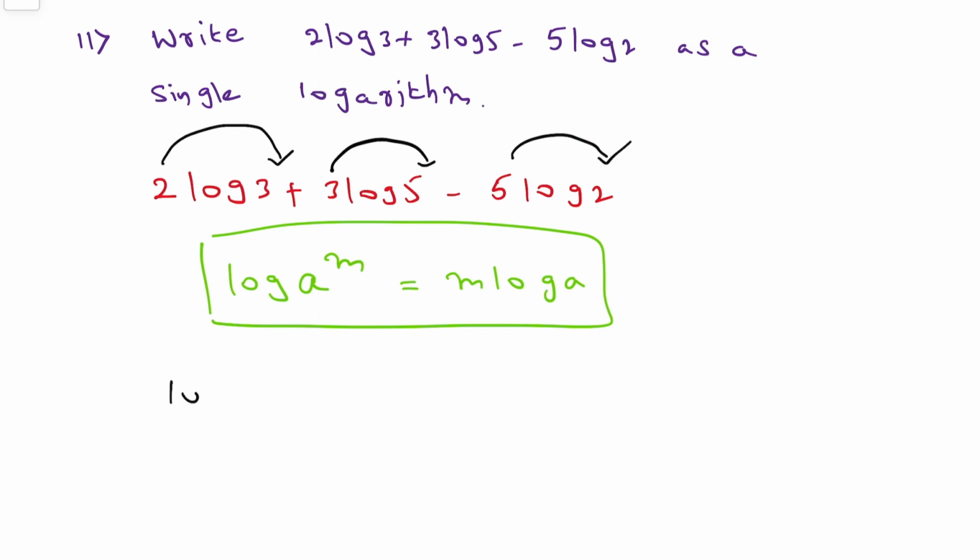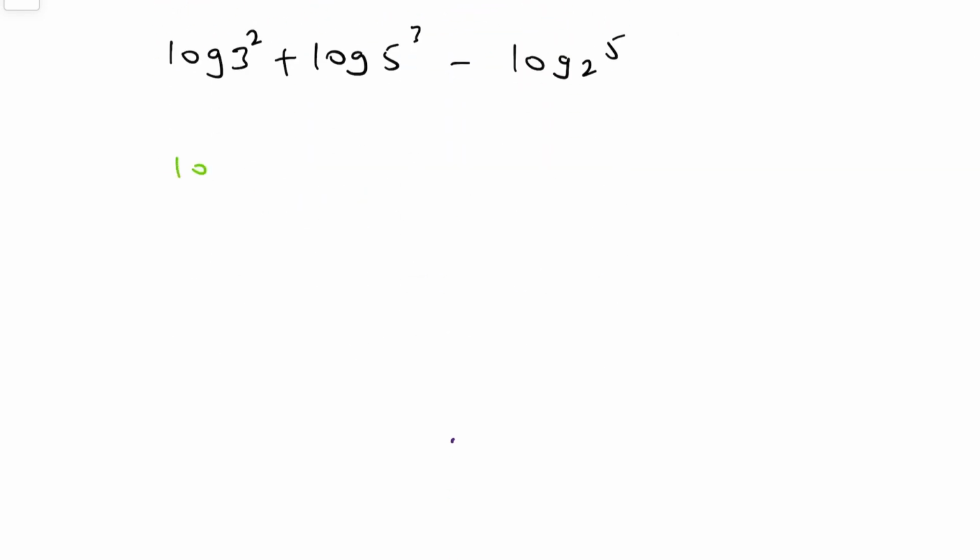So we will get it as log 3 power 2 plus log 5 power 3 minus log 2 power 5. If we write it, log 3 power 2 is 3 3s are 9, plus log 5 power 3 is 5 into 5 into 5, 125, minus log 2 power 5 is 32.